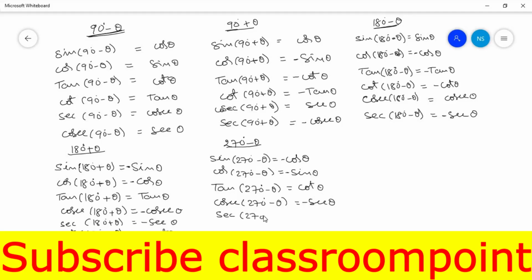Secant of 270 minus theta is equal to, its co-function is cosecant theta. In the third quadrant, secant is negative. So we get minus here. Finally, cot of 270 degrees minus theta is equal to tan theta. The co-function of cot is tan. In the third quadrant, cot is positive. So we are getting positive here.